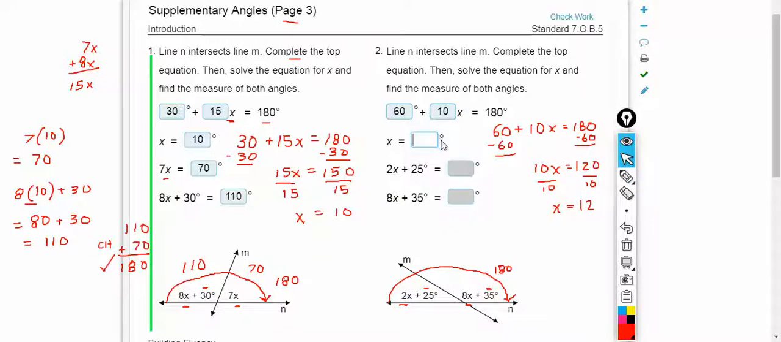Drop that in. Alright. I'm going to have 2 times 12 plus 25 equals 24 plus 25 equals, that's a 25 right there, 49. Okay, so this one is 49.